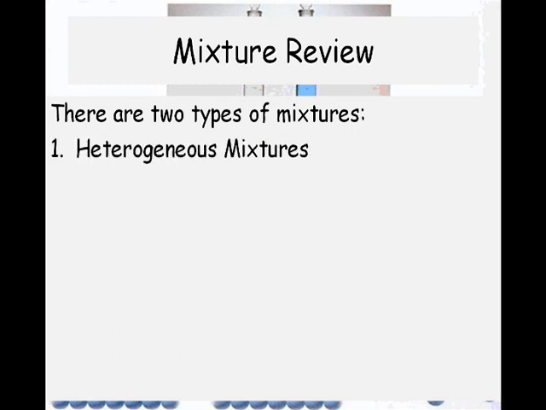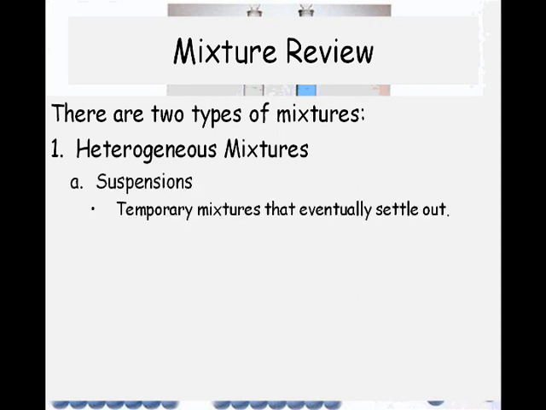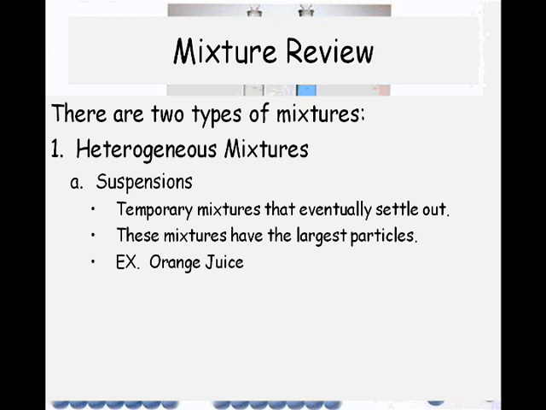The first type we're going to talk about are heterogeneous mixtures. Now, one type of heterogeneous mixture that we need to discuss are suspensions. And these are mixtures that are temporarily mixed, but they eventually settle out. They have the largest particles of any other mixture or solution. And an example would be orange juice with pulp. I should have put with pulp on there. Because the orange juice with the little bitty pieces of orange, if you leave that sitting in a glass, eventually those little pieces of pulp or little pieces of orange float and settle at the bottom. So that's an example of a suspension.